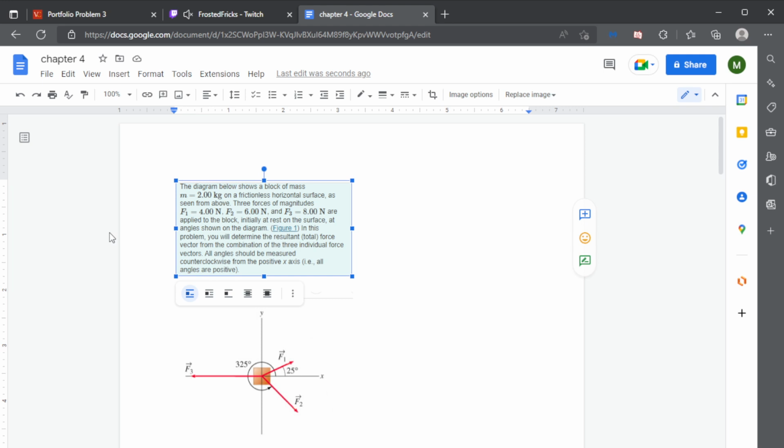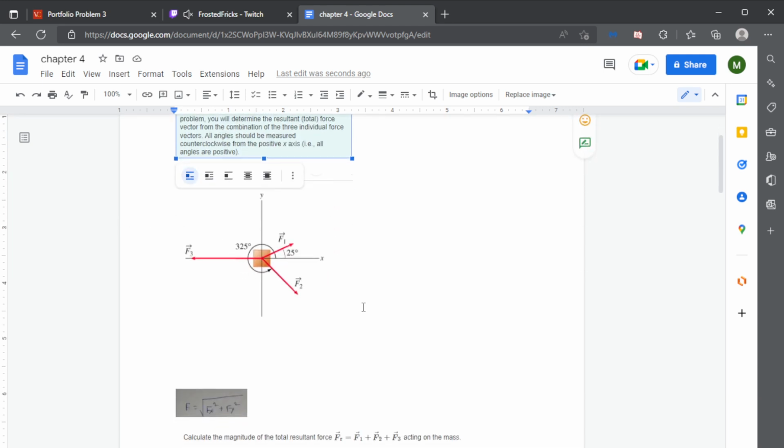In this problem, you will determine the resultant force on the block from a combination of the three individual forces. All angles should be measured counterclockwise from the positive x-axis. All angles are positive. This is our graph.